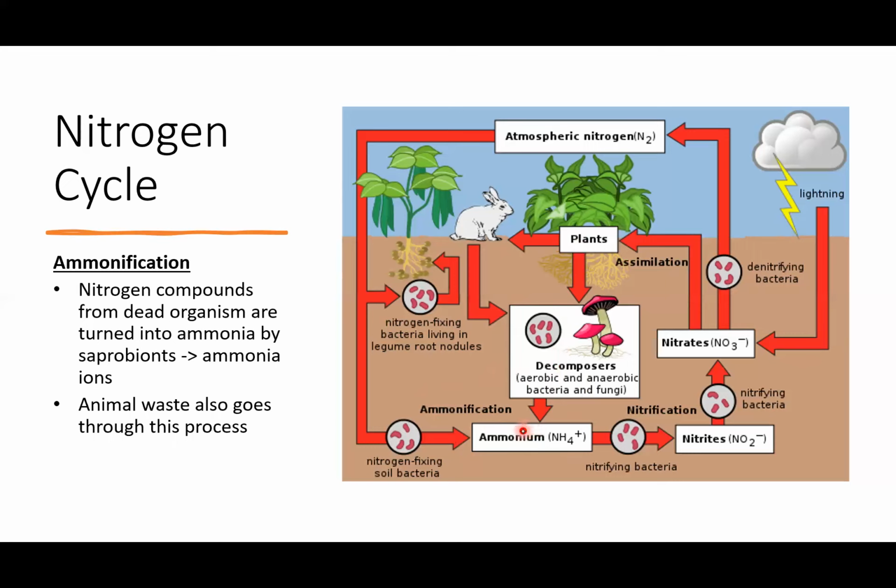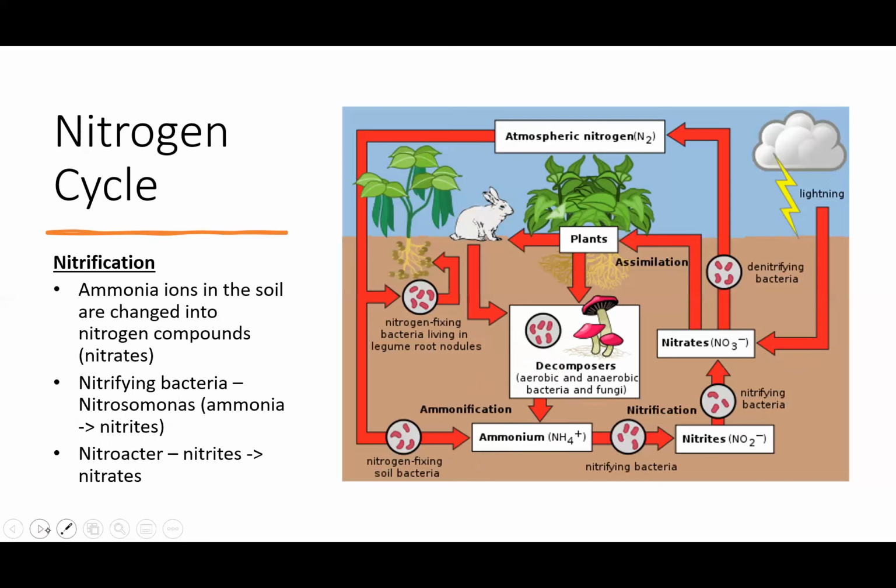Animal waste, so urine and feces, also contains nitrogen compounds, and these are also turned into ammonia by saprobionts and go on to form ammonium ions. So again, the rabbit's waste goes into this section, and it goes through this ammonification as well. So we've now got two sources of these ammonium ions from nitrogen fixation and ammonification.